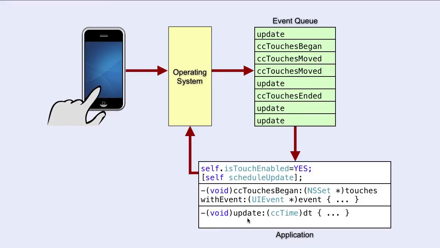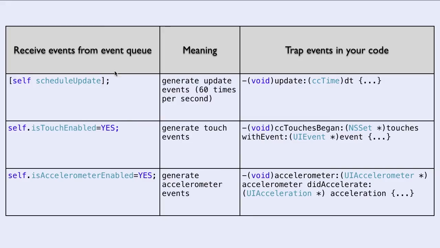So, to summarize. To receive the events from the event queue, you have to write some code. And to trap the generated event messages, you also need to write some code. The update method is generated 60 times per second, and it is the hub of game applications, because you can update your sprites 60 times per second. This is called the game loop.